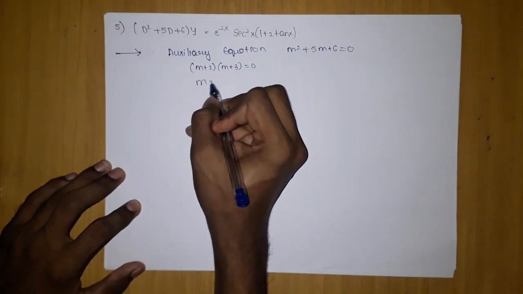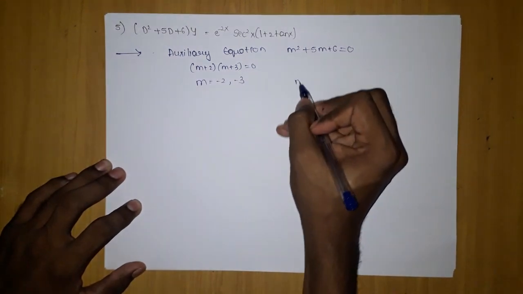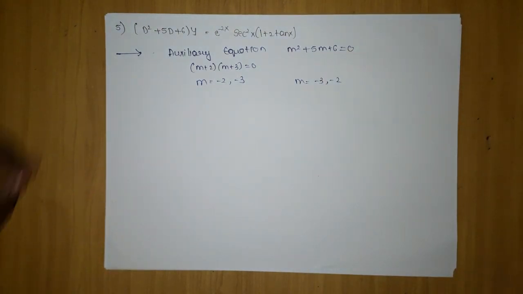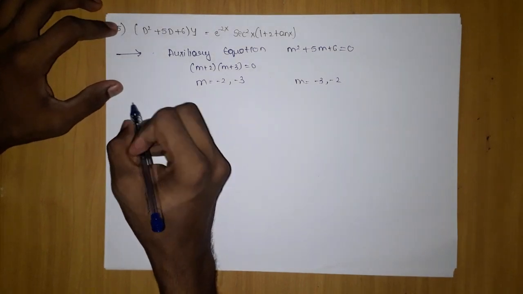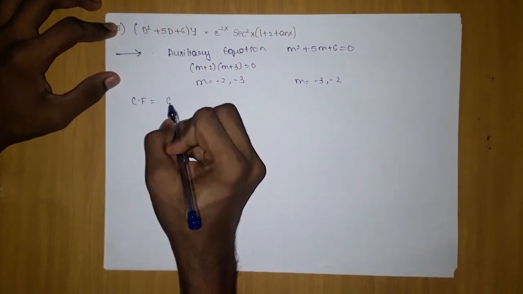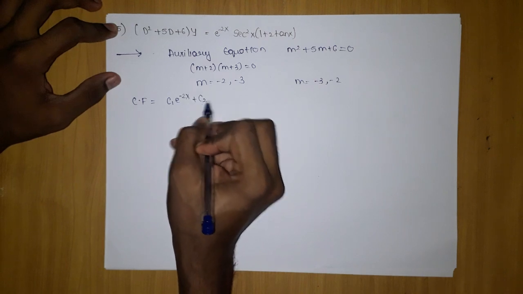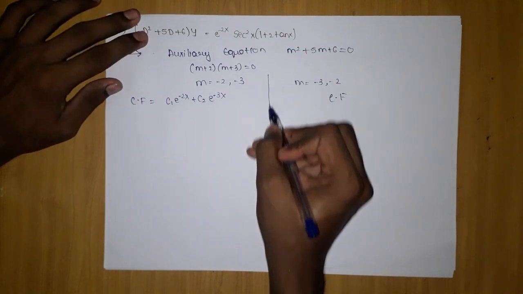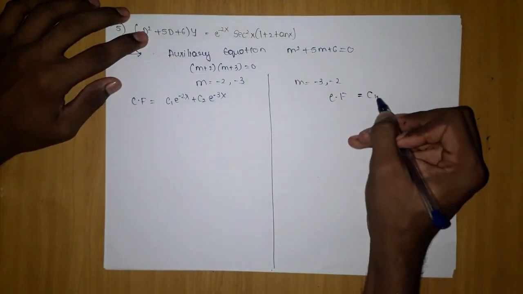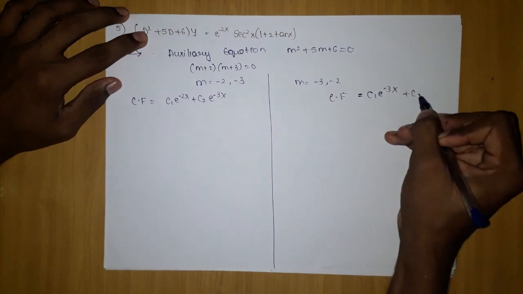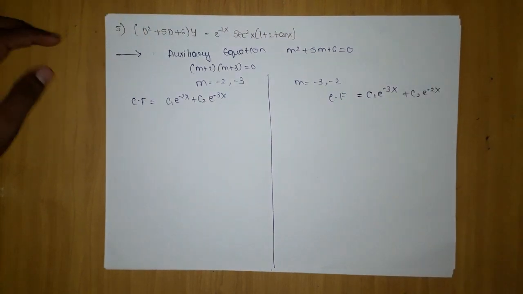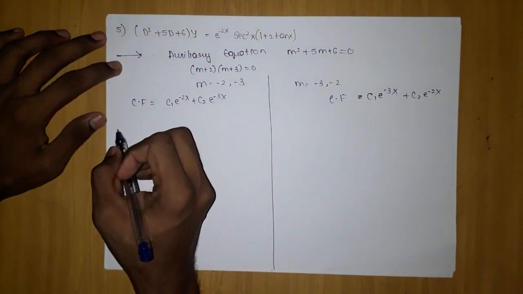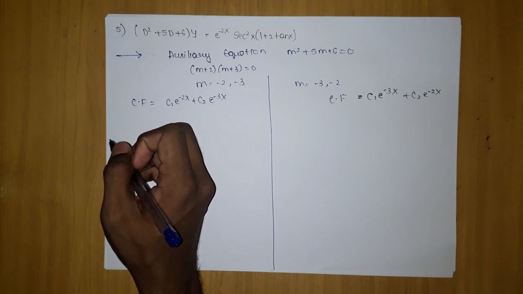Now here the situation again appears. You can write m equals minus 3, minus 2. Different situations, anyone can take anything. So here if I write the complementary function, it will be c1 e to the power minus 2x plus c2 e to the power minus 3x. And here if I write the complementary function, I'm solving for both of them, different cases, c1 e to the power minus 3x plus c2 e to the power minus 2x, right? What will happen in this case? If I try to solve it here, what are we going to get?